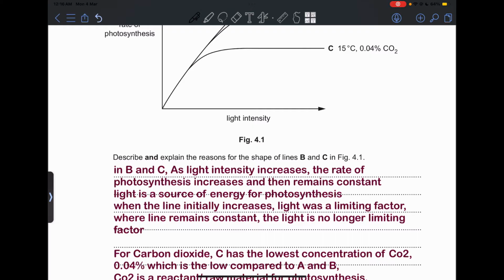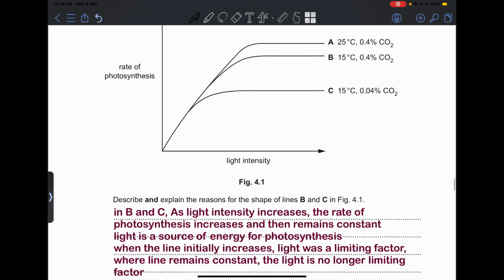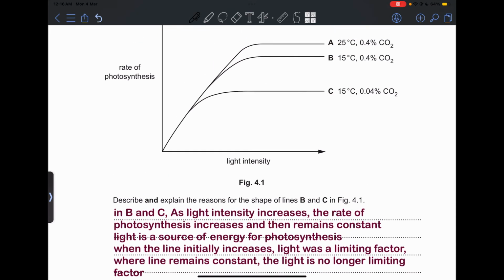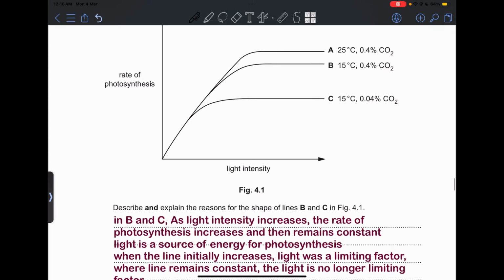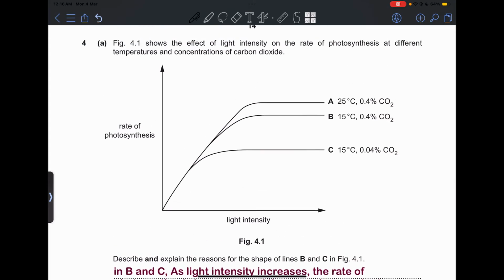So here they said describe and explain. You have to describe, to tell them what you notice about the picture, and also explain why this occurs. Here I can see that C contains a much lower amount of carbon dioxide compared to A and B, and it also has a lower light intensity. So there is the lowest rate of photosynthesis in C because it has lower light intensity and a low amount of carbon dioxide. This is basically the limiting factor.